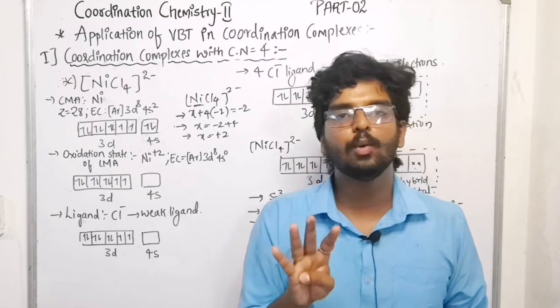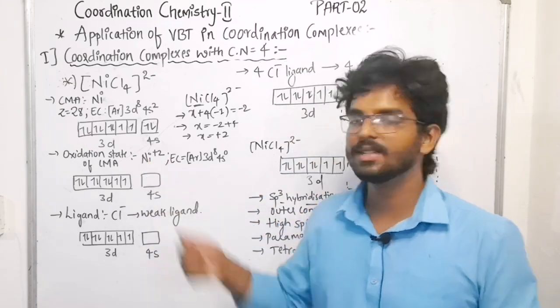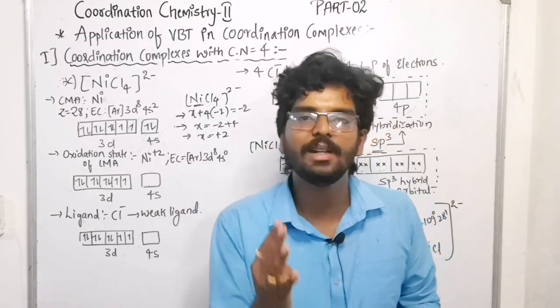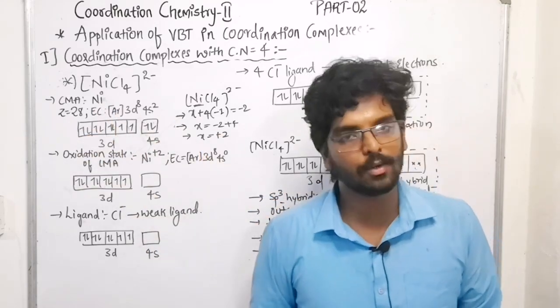It should have 4 equal energy empty orbitals. So here Ni+2 should have how many? 4 equal energy empty orbitals in order to accept 4 lone pairs of electrons.